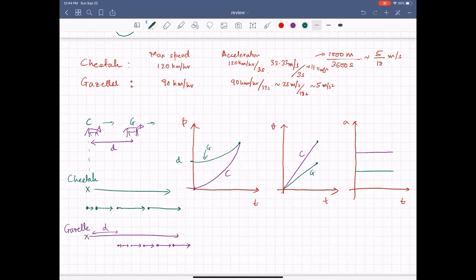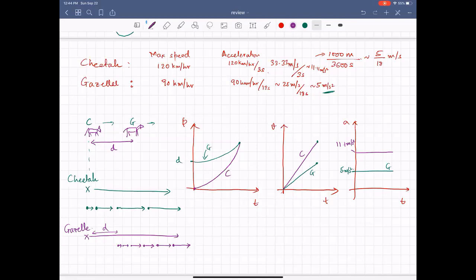So the acceleration over here for the gazelle, which we've calculated up here, is 5 meters per second squared. And for the cheetah, which we calculated to be 11.1 meters per second squared. Okay. All right, so that's question 1A. Let's go see what question 1B is asking.